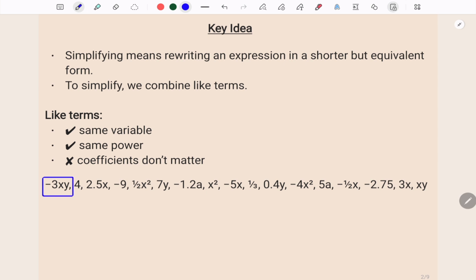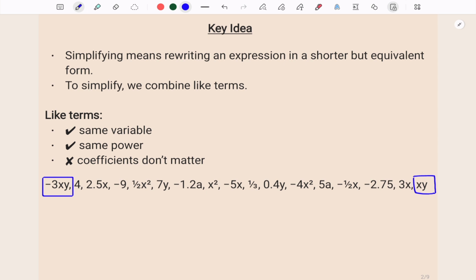Here we have x, y as the variables, and both have the power 1. So this is actually x raised to the power 1 and y raised to the power 1. If we scan the list, we can find that there is another term here which has exactly these two variables and both raised to the power of 1. So these two terms, minus 3xy and xy, are called like terms.